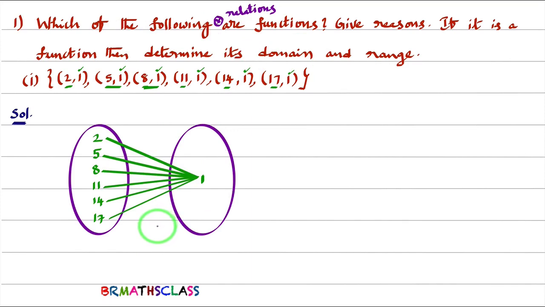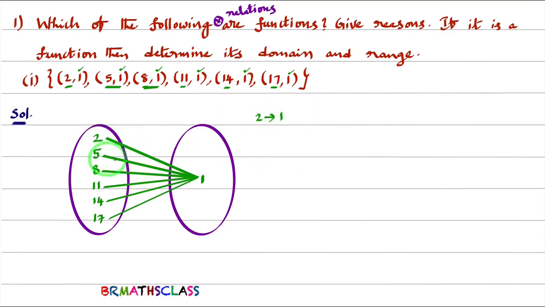What is the definition of function? First, I'll explain as per the definition. Next, I'll give a trick also. For every element in first set, there exists only one element in second set. You take the element 2, how many elements exist for this element 2? There exists only one element, that element is 1.